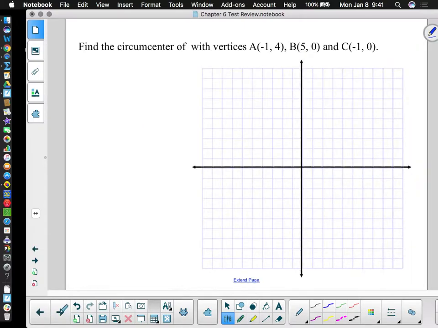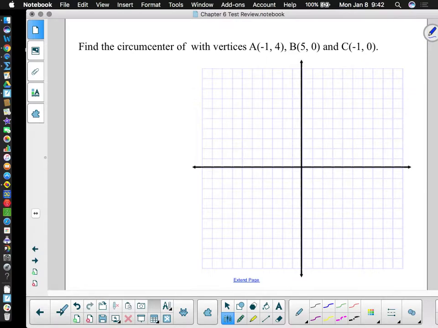Find the circumcenter of the triangle with the given vertices. From a graphing standpoint, this is going to be very simple. The real question being challenged here is, do you know how to find a circumcenter? What is a circumcenter? What segments intersect? Which special segments, angle bisectors, perpendicular bisectors, medians, altitudes, intersect to form a circumcenter?